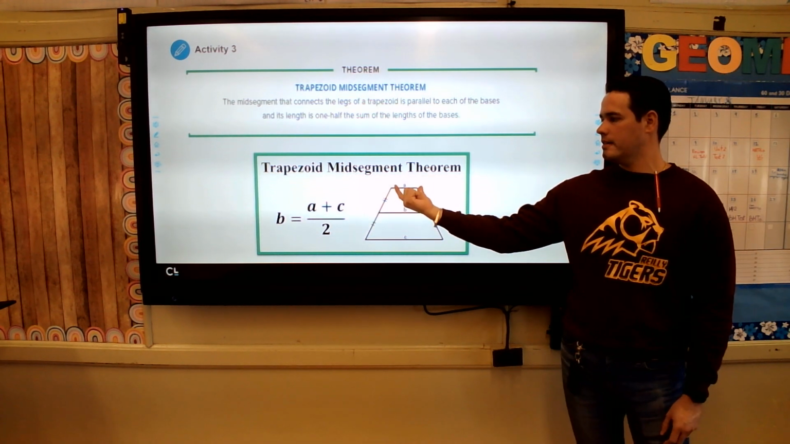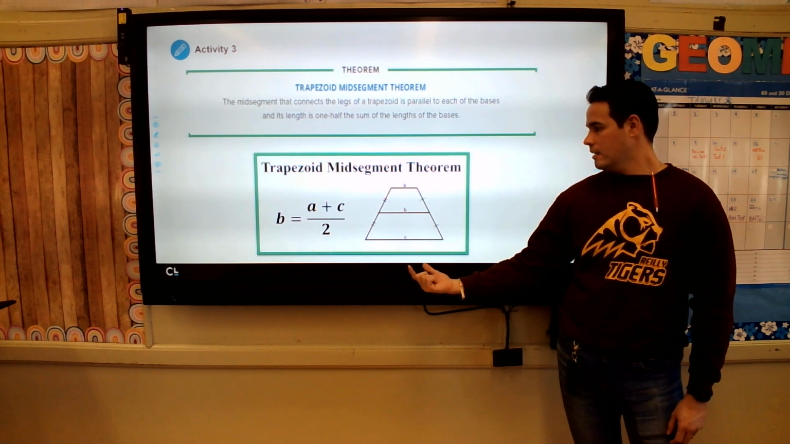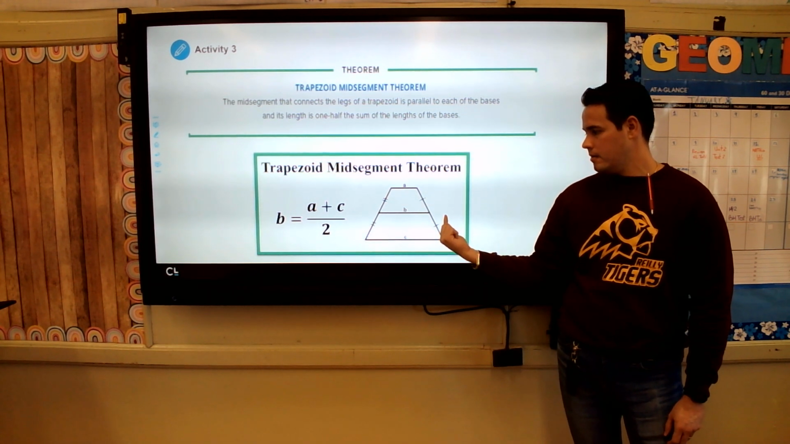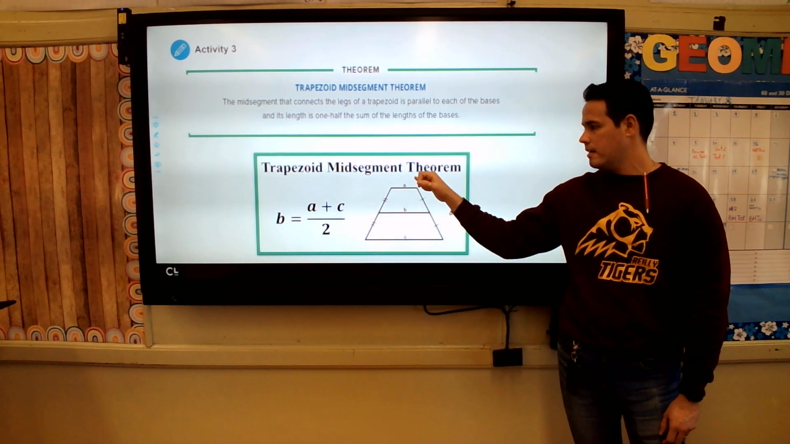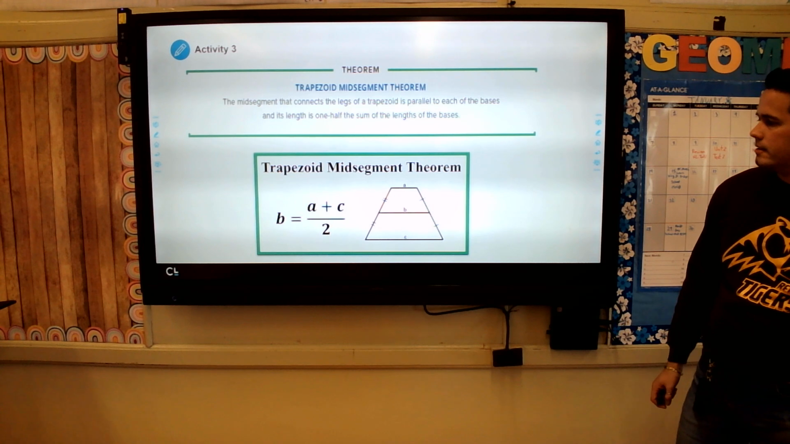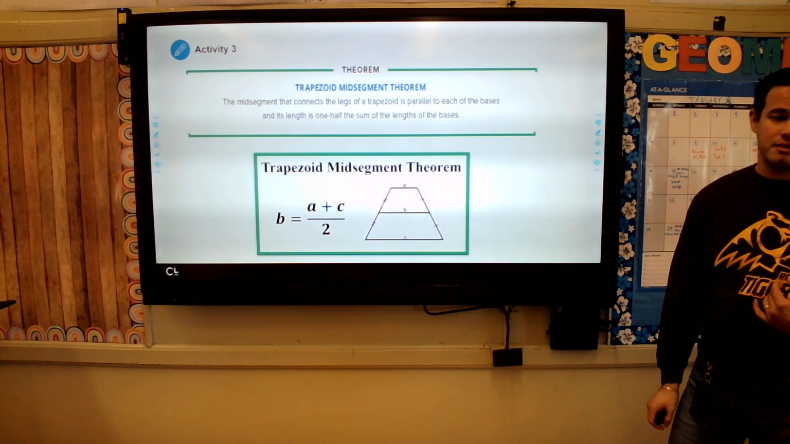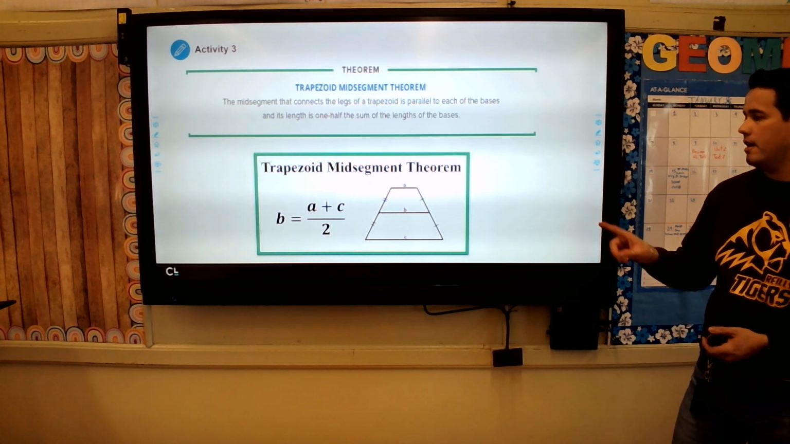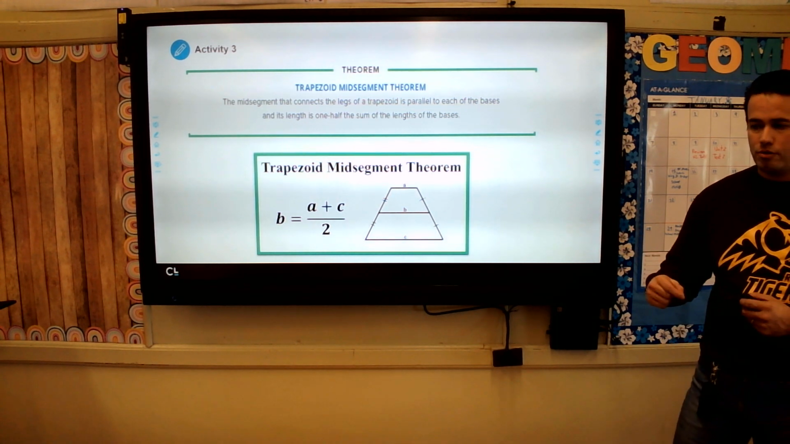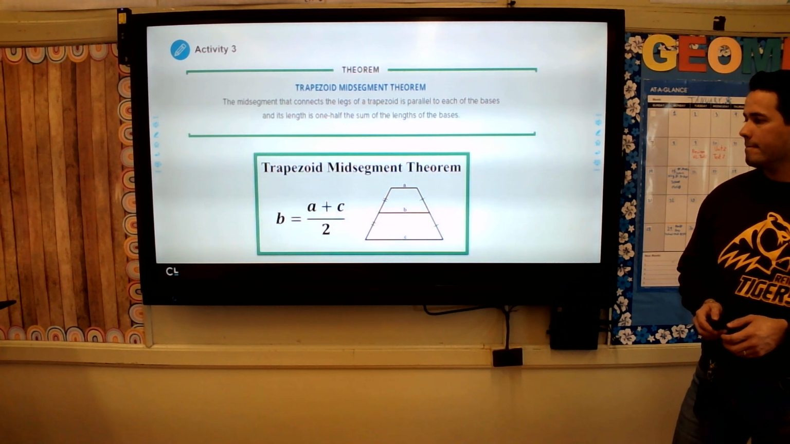The length of one base is 8. The length of the second base is C. So the length of the mid-segment of a trapezoid is given by the sum of the two bases divided by 2. It's the average between the bases. From this slide, the only thing you really need is the diagram, which you have down.